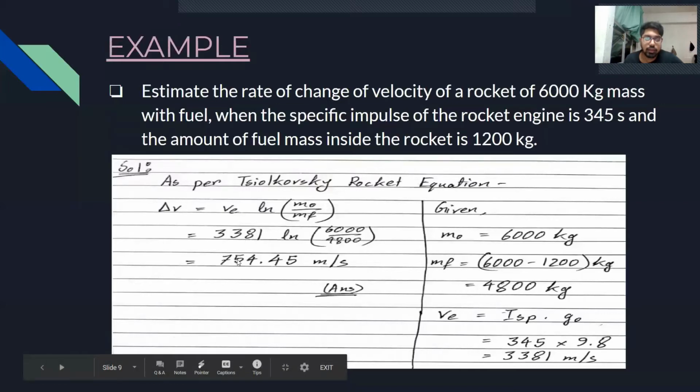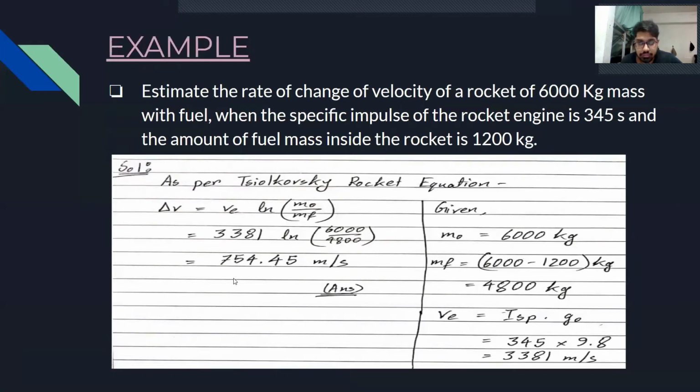So by this we'll get the velocity of the exhaust. Then we'll put the values of all these variables in the equation, and using a calculator we can find the value. It becomes a lot easier to find the rate of change of velocity, and it is the only way to find it, using this rocket equation.